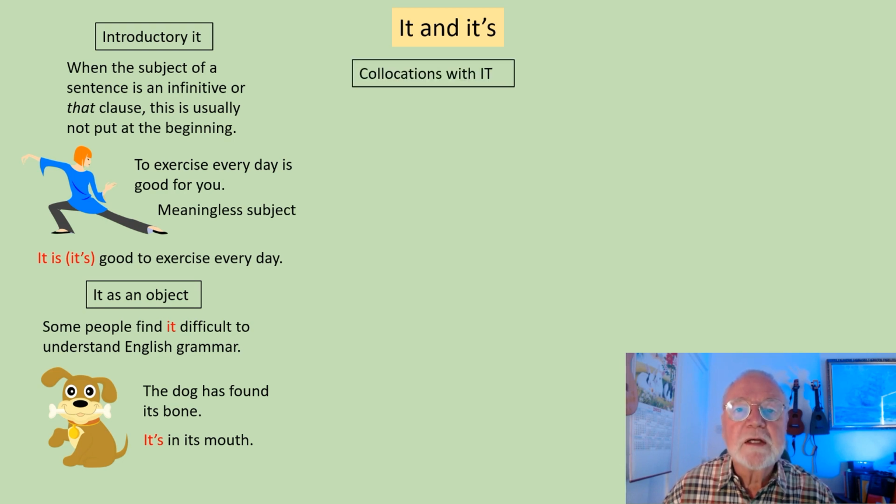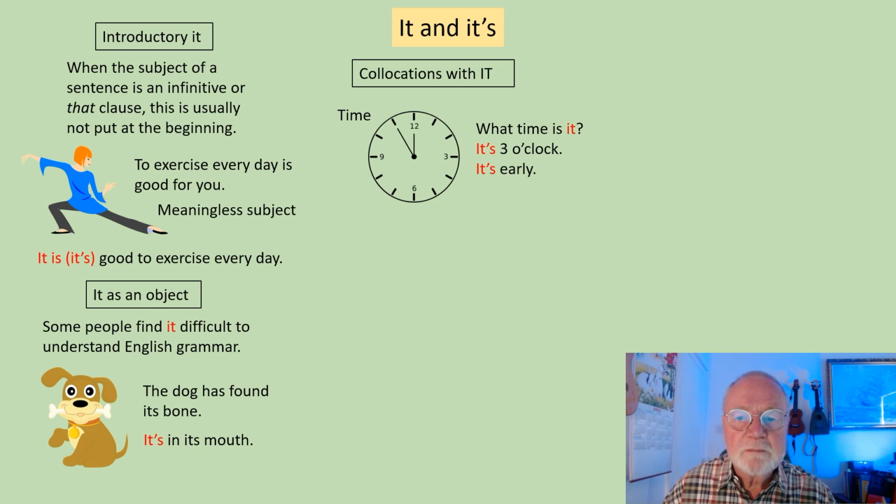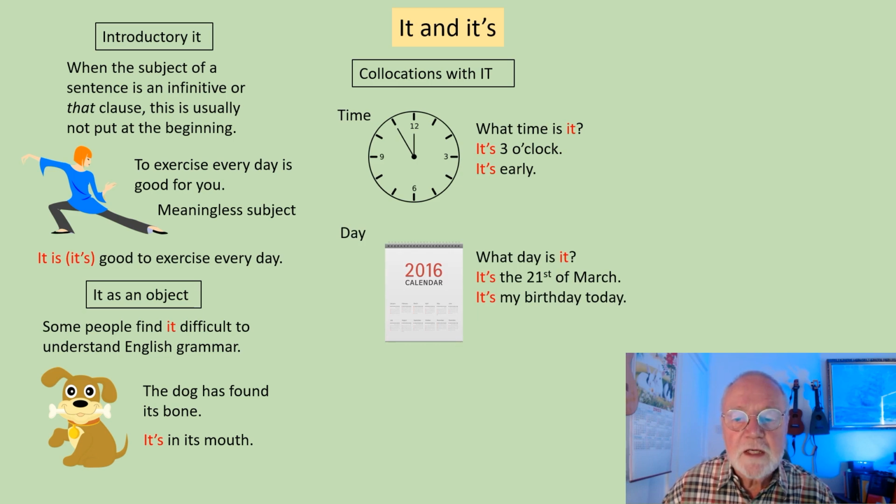It is everywhere, so let's have a look at some collocations with it. Time. What time is it? It's 3 o'clock. It's early. The day. What day is it? It's the 21st of March. And notice here I say the 21st of March. It's my birthday today.